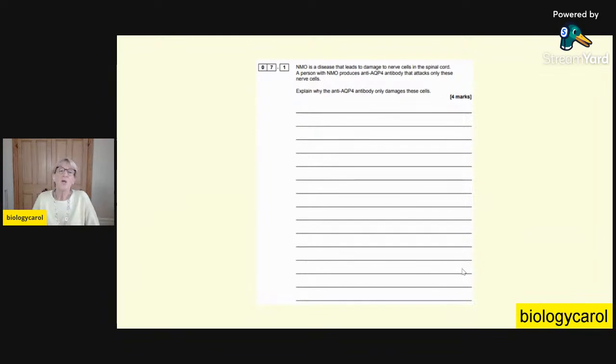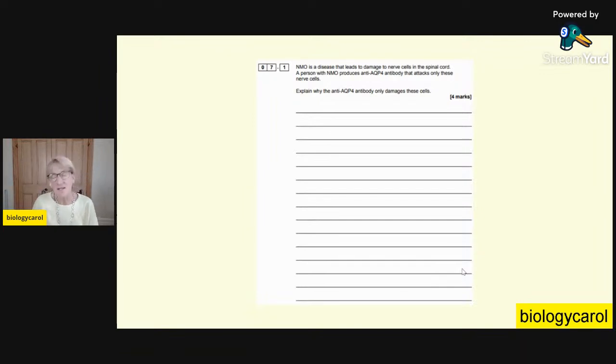Question 7. NMO is a disease that leads to damage in nerve cells in the spinal cord. A person with NMO produces anti-AQP4 antibody that attacks only these nerve cells. And I'm already kind of going, this is an autoimmune disease. Does it make sense? The antibodies in the patient's body are attacking their own body cells. Not great. Explain why this antibody only damages these cells.